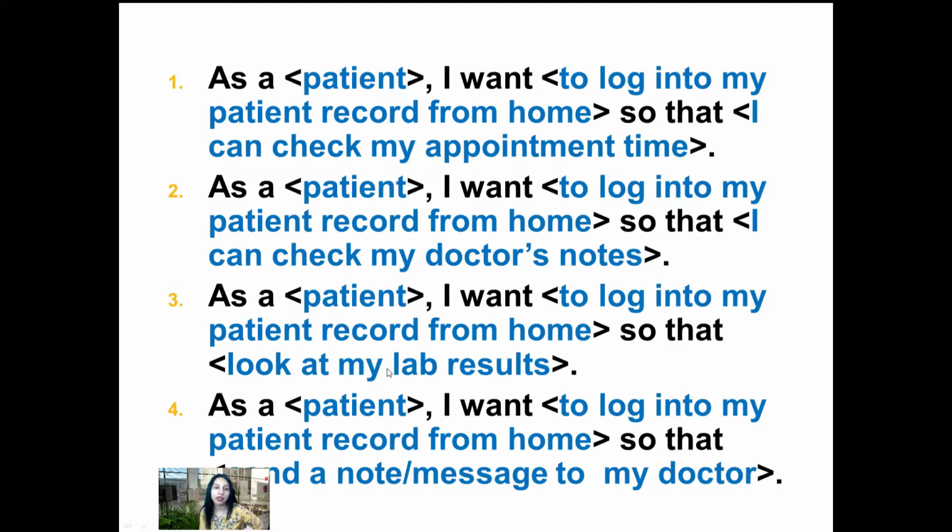But here in this slide, what I've done is I've given you guys examples of how we would create these user stories. So the first one says, as a patient, I want to log into my patient record from home so that I can check my appointment time. Again, this is high level, something that you would find in the product backlog. As a patient, I want to log into my patient record from home so that I can check my doctor's notes. The third one is I want to log in so that I can look at my lab results. And the fourth one is that I want to log in so that I can send notes and messages to my doctor. So this level of functionality you'll find in your product backlog.